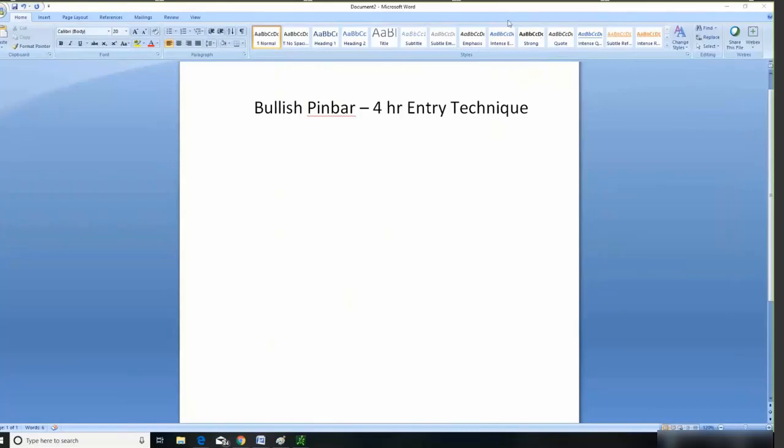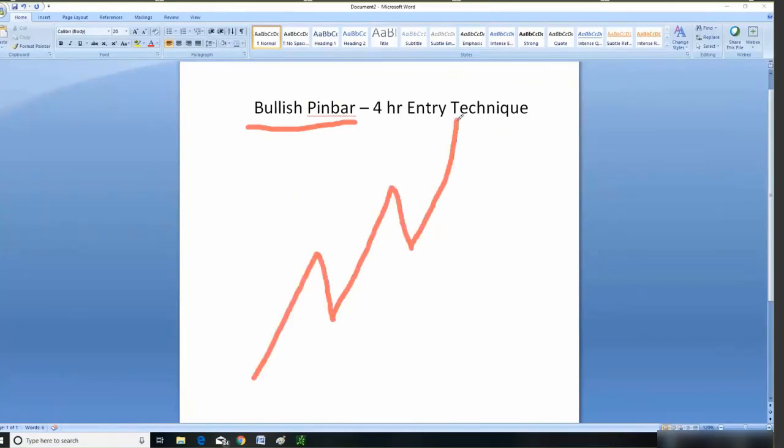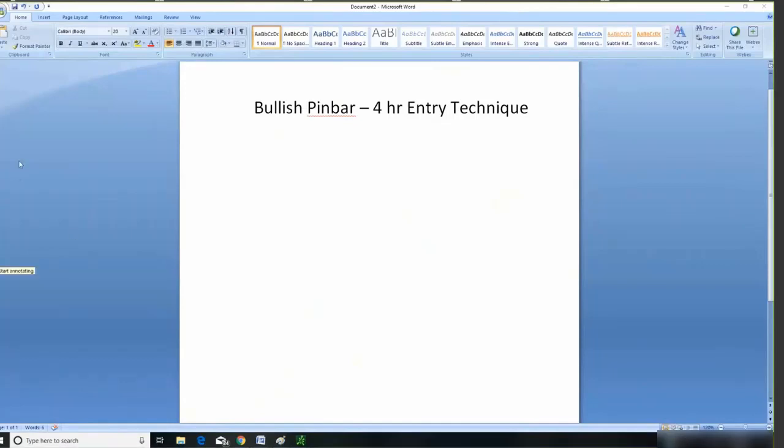One of the signals that we look for on the daily time frame is a bullish pin bar. So first we have to know what the trend is, or market structure. We might have a nice beautiful trend line going up, and then we're looking for a bullish signal. One of the signals that we can get in this area is this bullish pin bar. So what does a bullish pin bar look like?